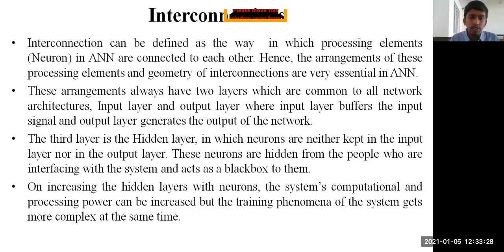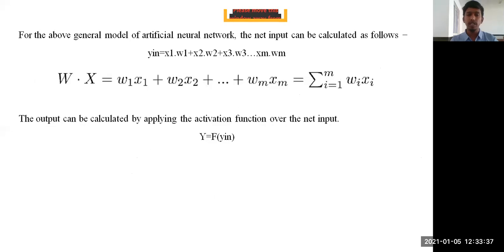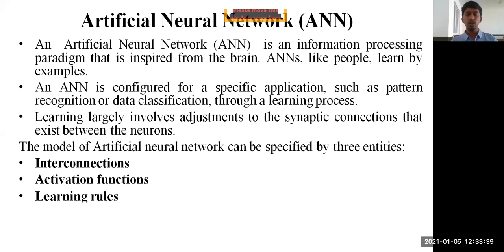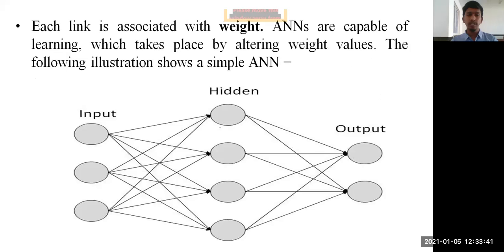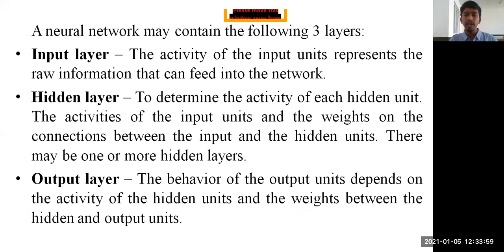Okay, so the arrangements always have two layers which are common to all network architectures. The two layers are the input and the output layers. As you can see in the previous pictorial representation of your ANN, this is what we are talking about. Any artificial neural network has these two layers called the input layer and the output layer. If it is a single layer network, it has only input and output. And if it is a multi-layer perceptron or multi-layer feed forward network, it may have many hidden layers.